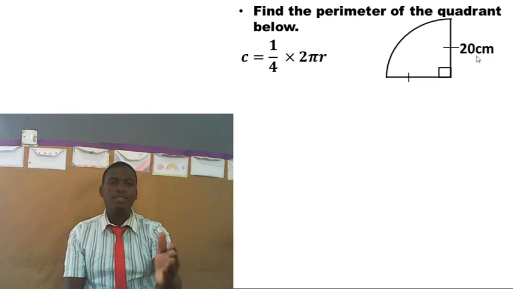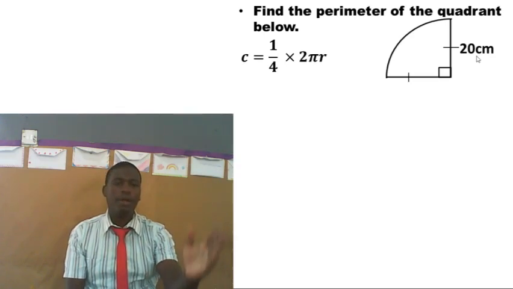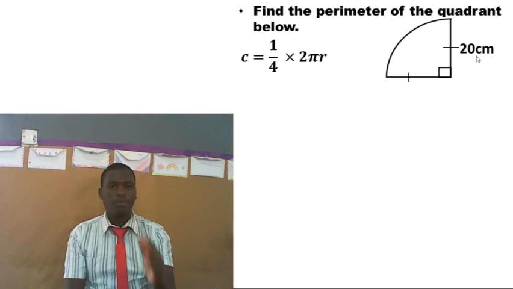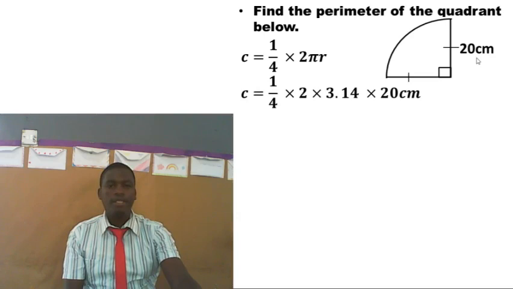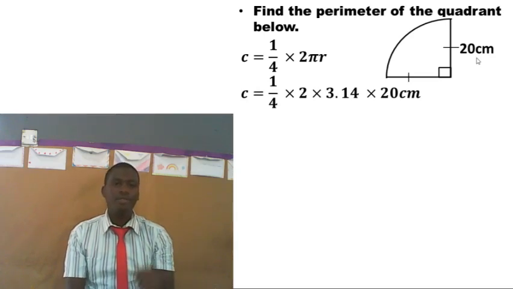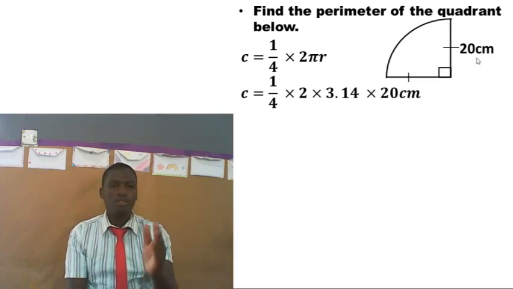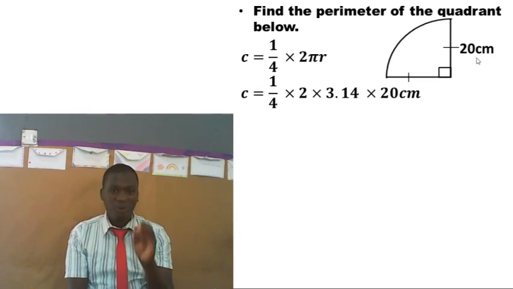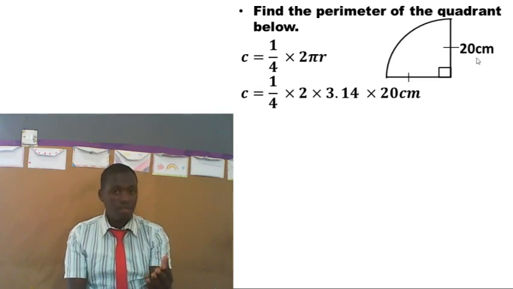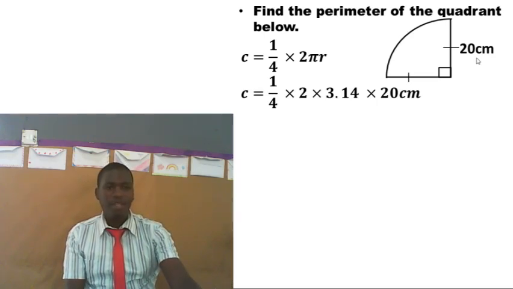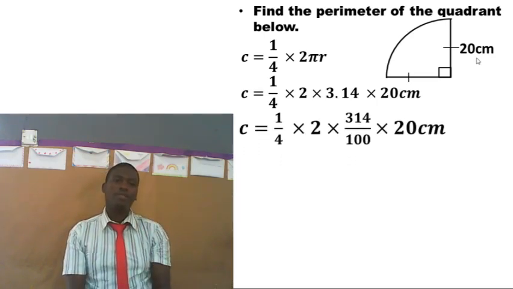The circumference remains a quarter times 2 pi r, because it's a quarter of a circle. So we shall get the circumference by saying our circumference is a quarter times 3.14 times 20 centimeters. You now know where to use 3.14 and where to use 22 out of 7. Sometimes they will tell you to use 3 and 1 out of 7. Can we simplify this work? Next, express 3.14 as a common fraction, 314 out of 100.